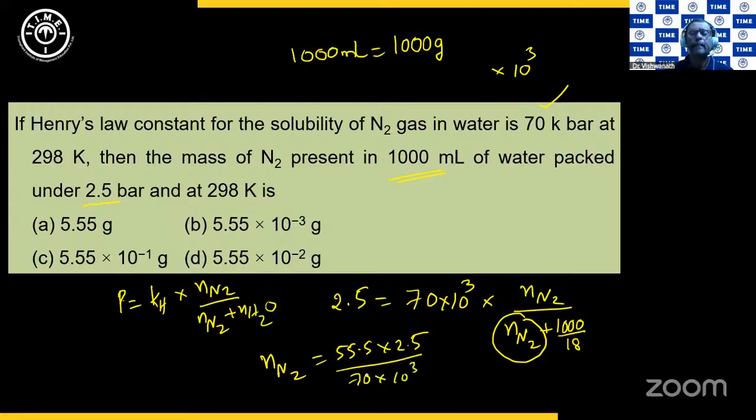Clear? Have we missed anything here? Nothing. All right. So this 2.5, can we not write this as 5 by 2? Yes. This is number of moles of nitrogen. We want the mass of nitrogen. What is the mass of nitrogen? That is the weight of nitrogen. I'll multiply with 28, which is the molar mass of nitrogen. Yes. Check what we have done.